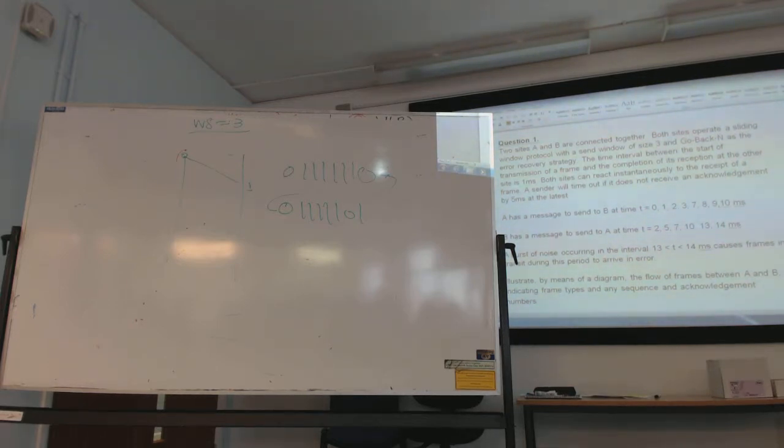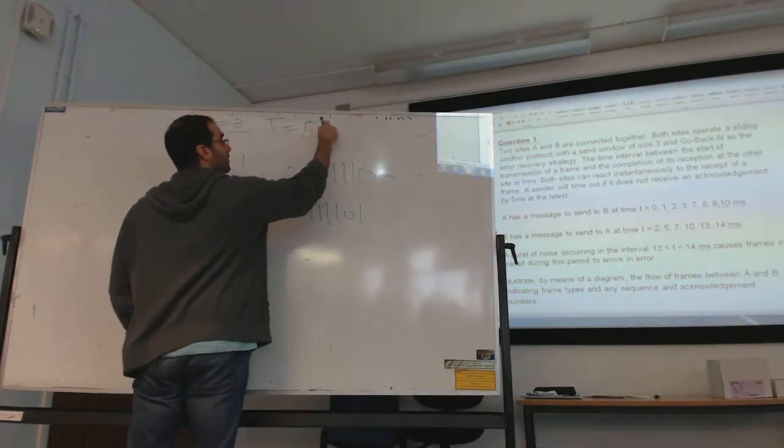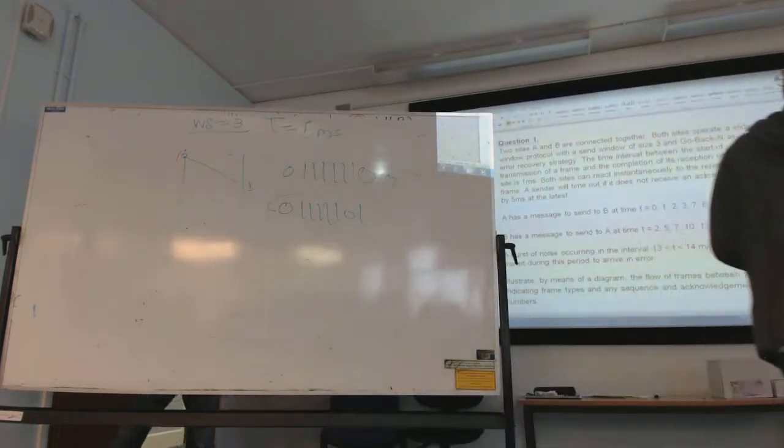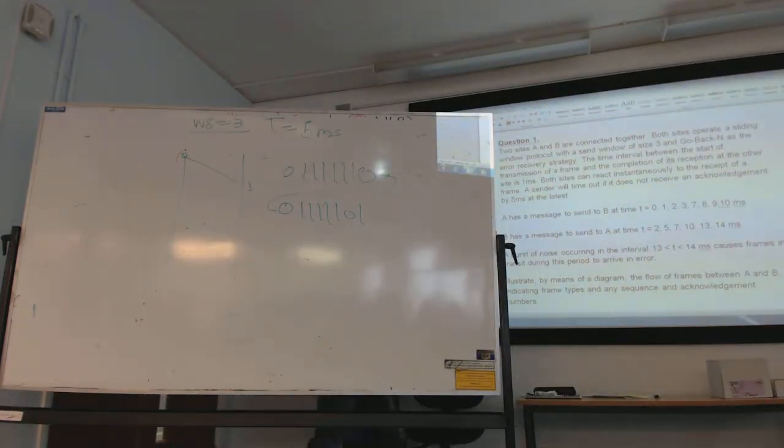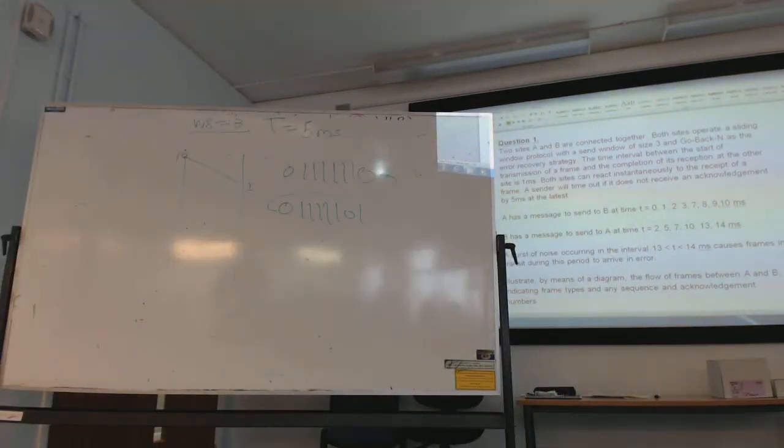They both can send and receive. Both sides receive frames, and a sender will time out if it does not receive an acknowledgement by 5 milliseconds at the latest. So your timer is 5 milliseconds. Your messages from A sending to B are those messages, B sending to A are those messages. Those are your I messages. I've added the burst of error I told you about. There will be noise occurring in the interval between the 13 and the 14 millisecond. So you need to know exactly where that is happening and what you do afterwards.